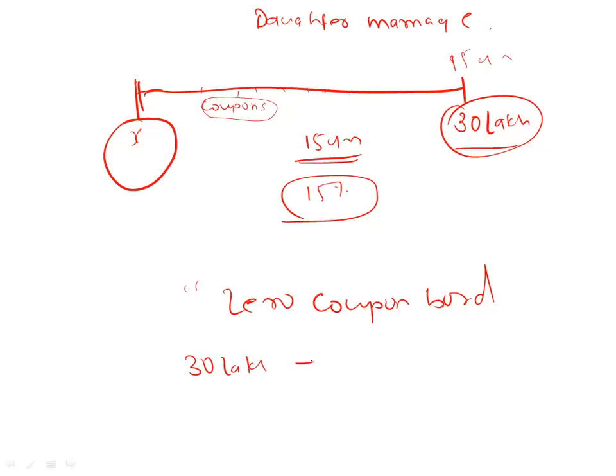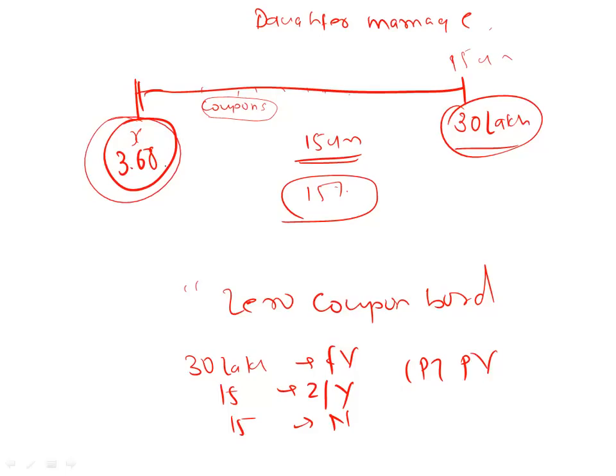30 lakhs is your future value. 15 is I/Y. 15 is N. Compute present value. 3.68 lakhs. So when he invests 3.68 lakhs, at the end of 15 years it would automatically become 30.